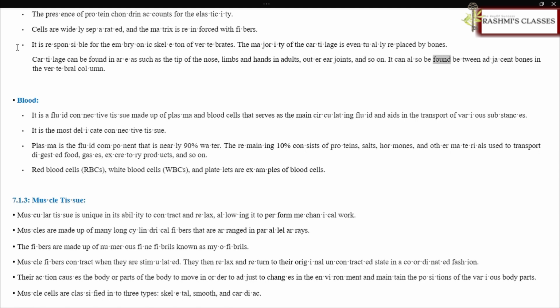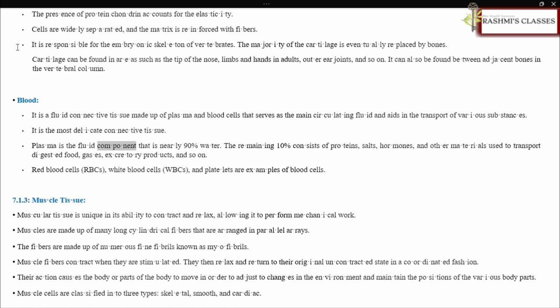It can also be found between adjacent bones in the vertebral column. Blood. It is a fluid connective tissue made up of plasma and blood cells that serves as the main circulating fluid and aids in the transport of various substances. It is the most delicate connective tissue.